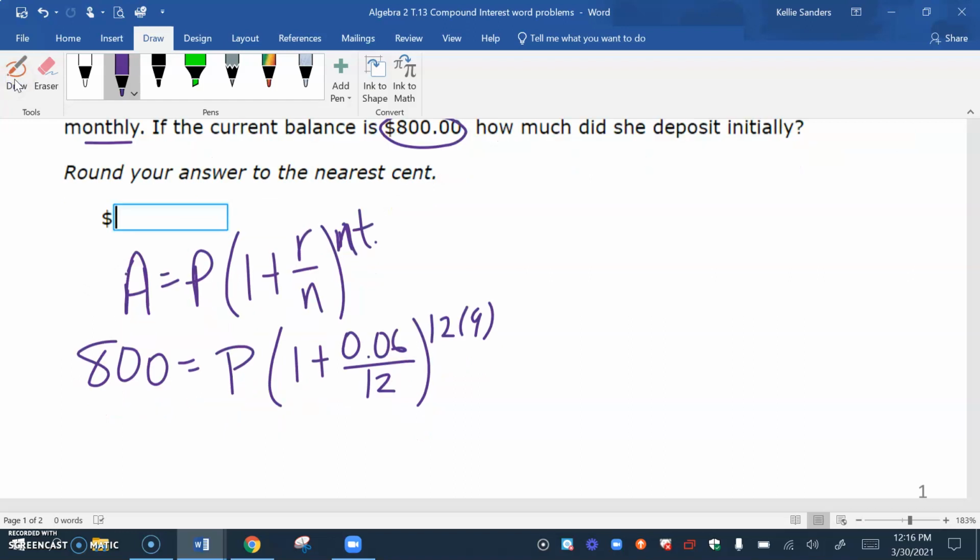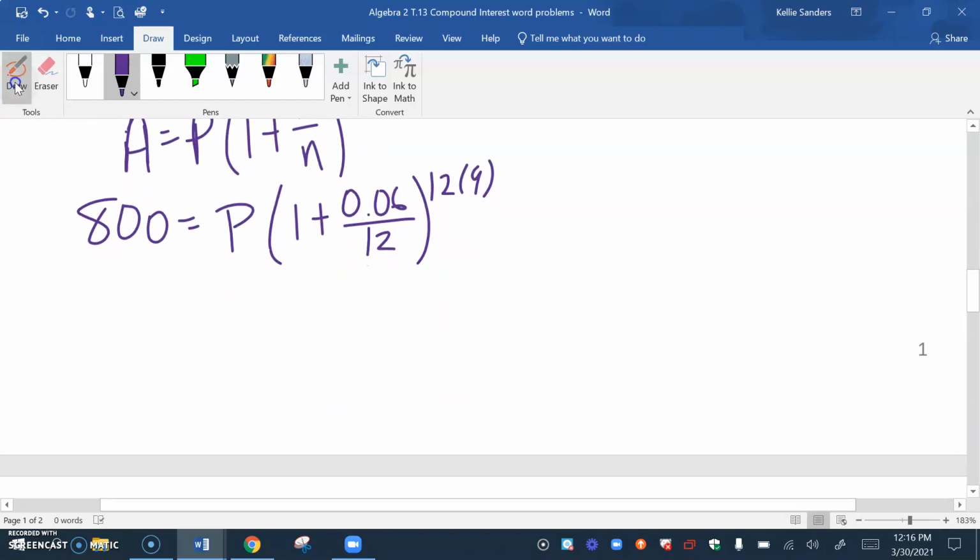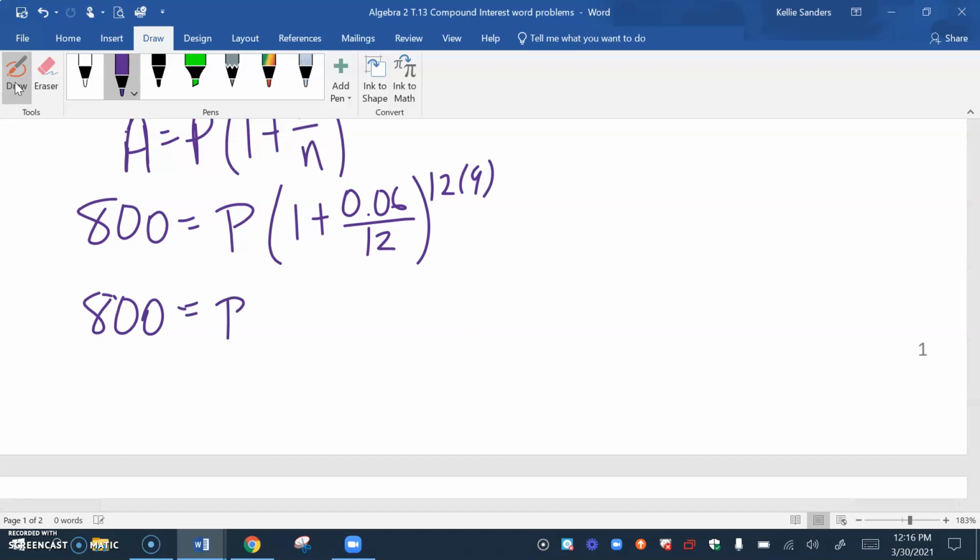This one we're going to have to do a little bit more work on. We're going to keep the 800 right here. And I am going to put this in the calculator. Parentheses 1 plus 0.06 over 12, close your parentheses, to the 12 times 9.